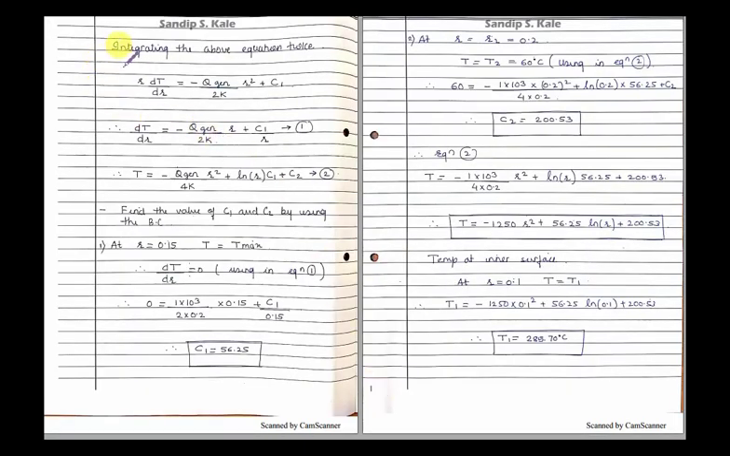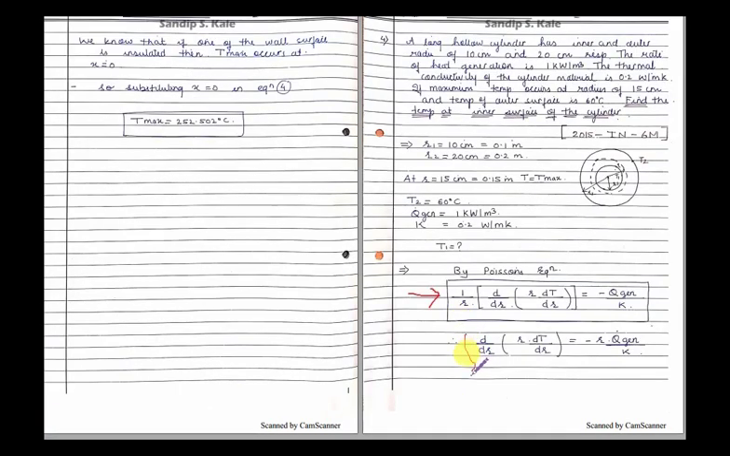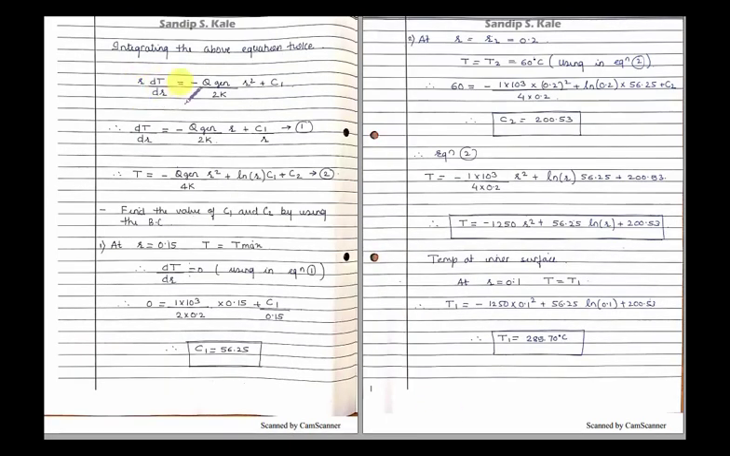After integrating the above equation, what will you get? If you integrate this equation, you will get r dt by dr equal to minus q generation divided by 2k multiplied by r square plus c1. After rearranging, I will move this r to the right hand side. So I will get dt by dr equal to minus q generation divided by 2k into r plus c1 upon r. This is equation number 1.